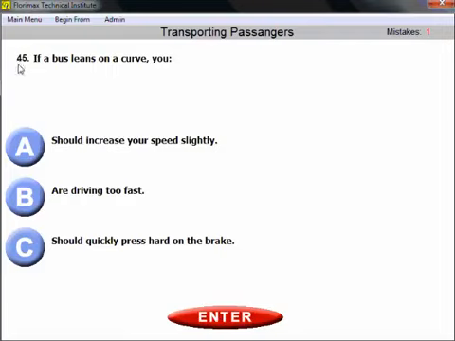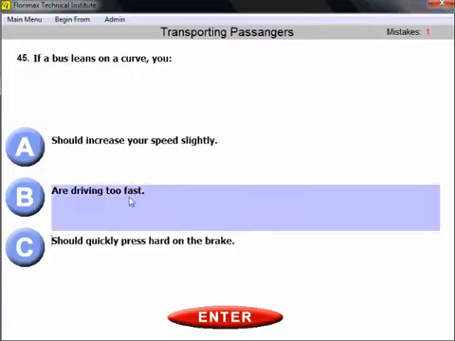Question number 45. If a bus leans on a curve, you're driving too fast. The question opposite to the one we had like 4 or 5 questions before. If it leans on a curve, that means you drive too fast. That means you're at risk to roll over.